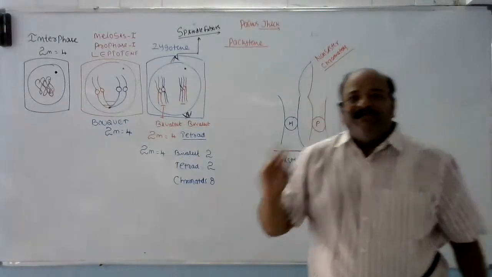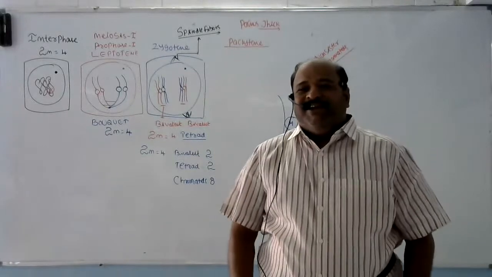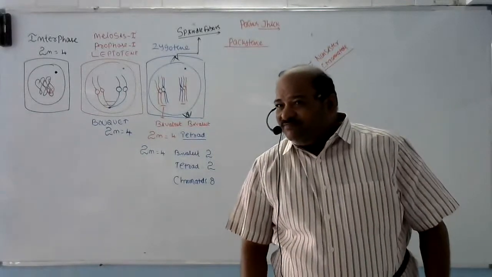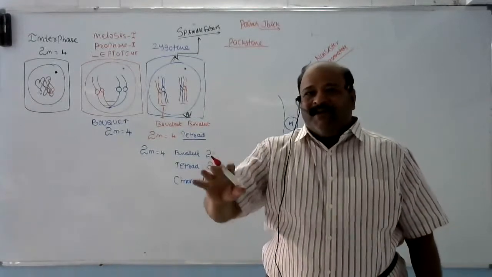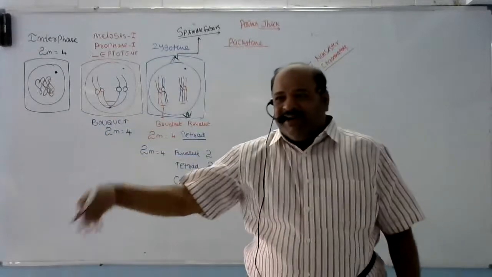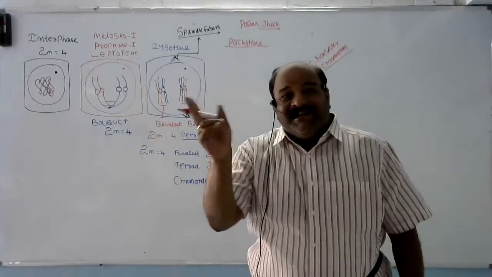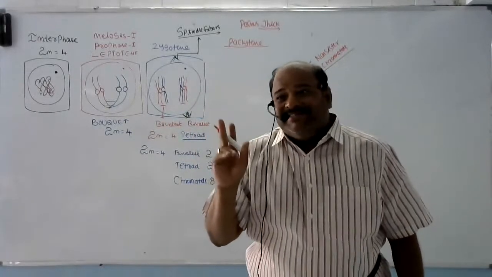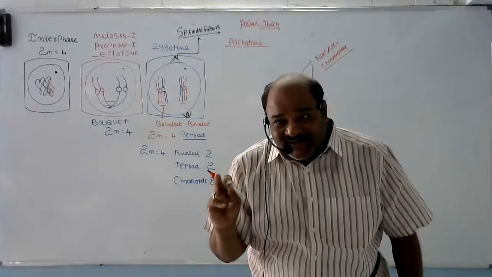For example, you are introducing someone, she is my sister. Now the other person will ask, own sister or cousin sister? Own sisters are sister chromatids. And you and your uncle's daughter or aunt's daughter, you have a sister relation. That is non-sister chromatids. Are you clear? Shall I go to the next step?